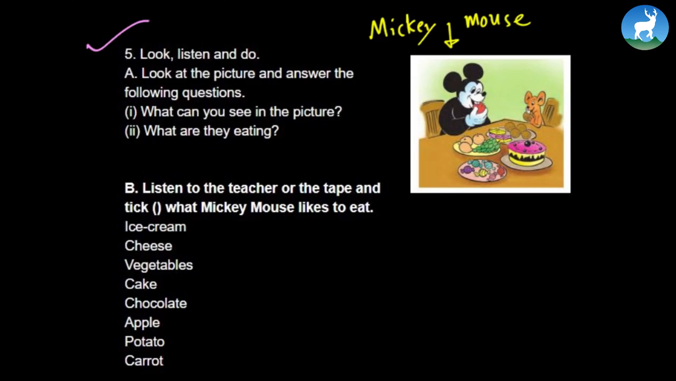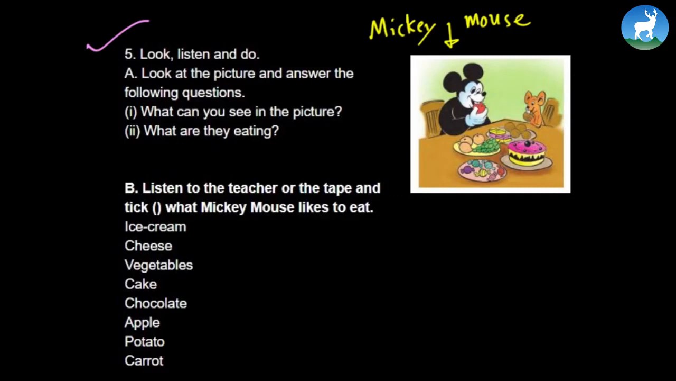Well, I can see, or we can see, two different kinds of mice. One looks like Mickey Mouse. The other is more of a common mouse. And what are they eating? Well, the Mickey Mouse seems to be eating an apple. However, the other mouse is nibbling on a cookie.